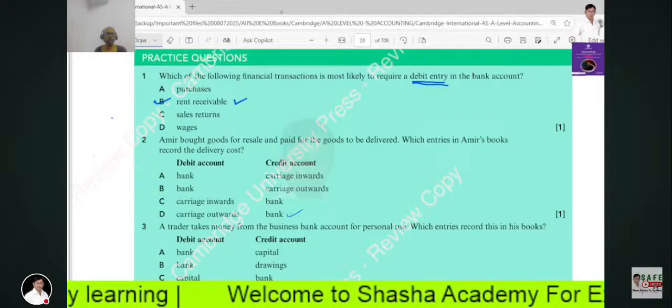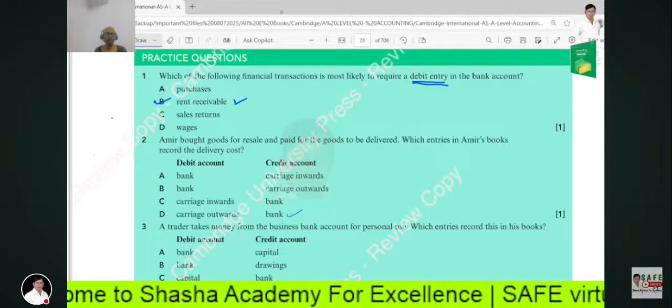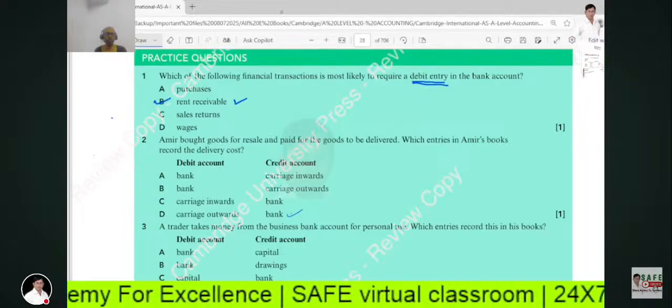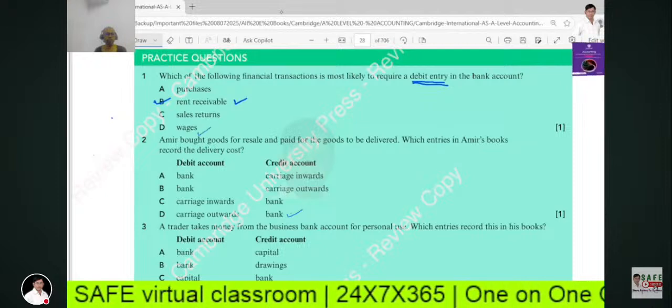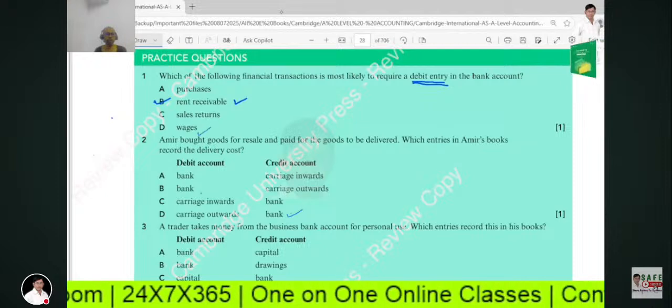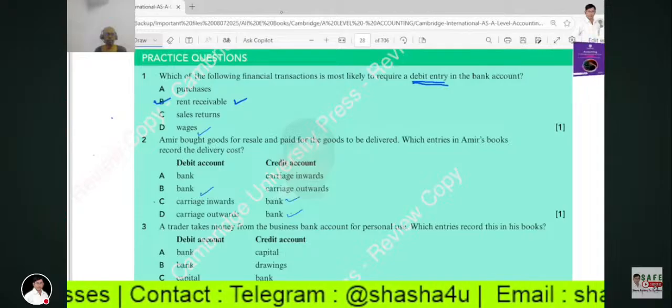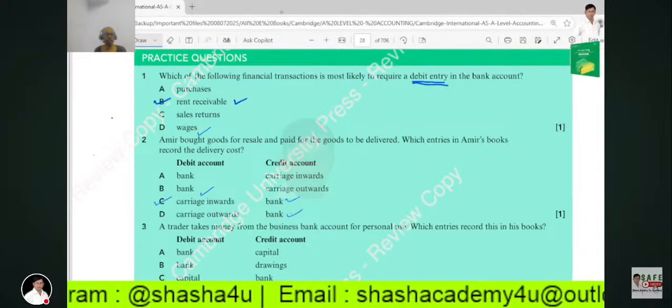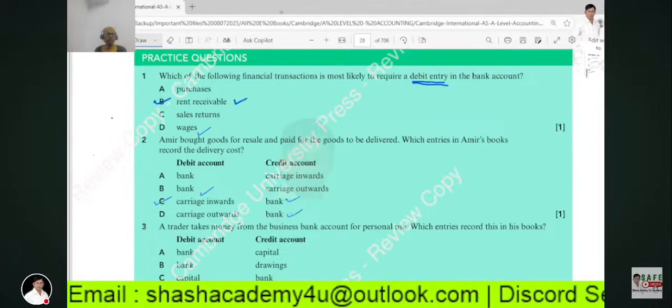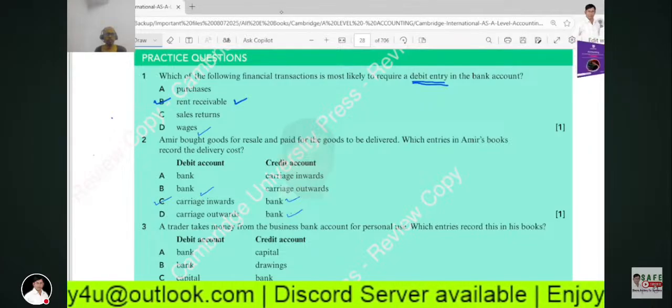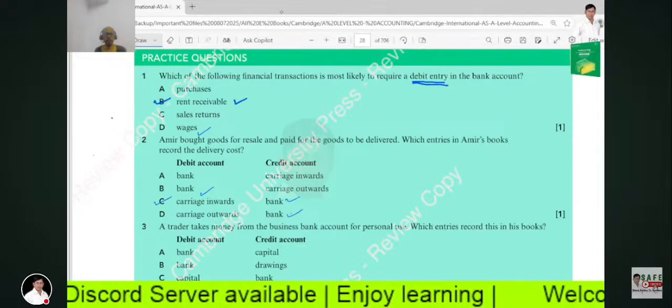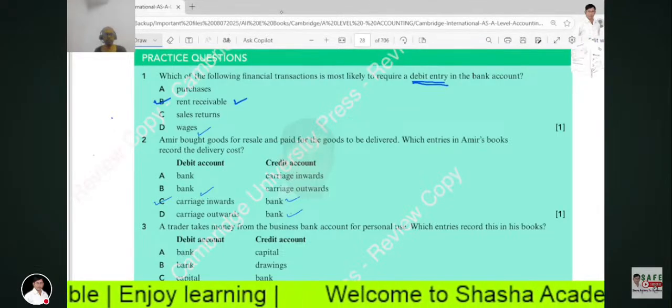Amir bought goods. When you buy, you pay carriage inwards. Next question: a trader takes money from the business bank account for personal use. Which entries record this in his books?